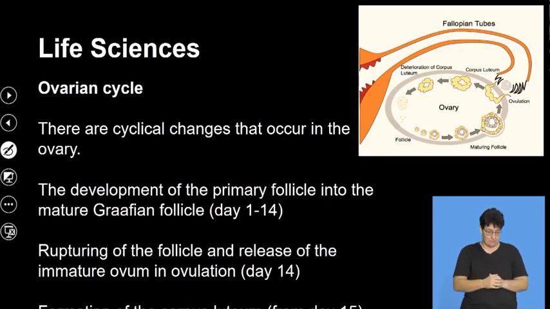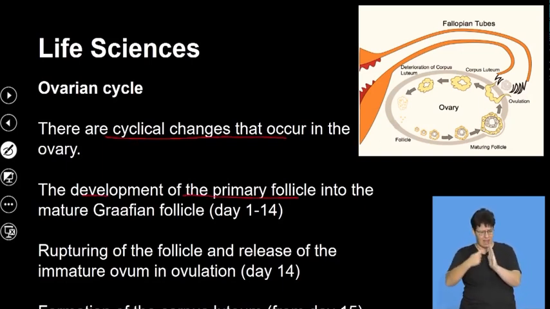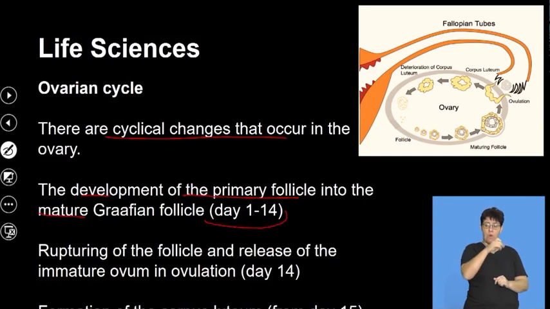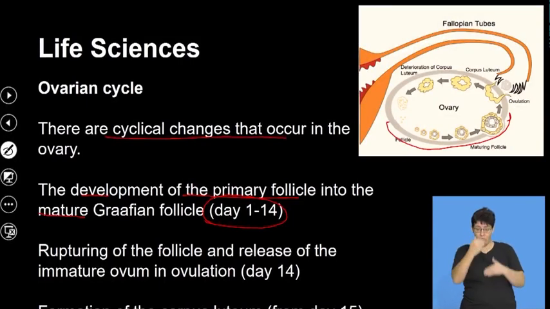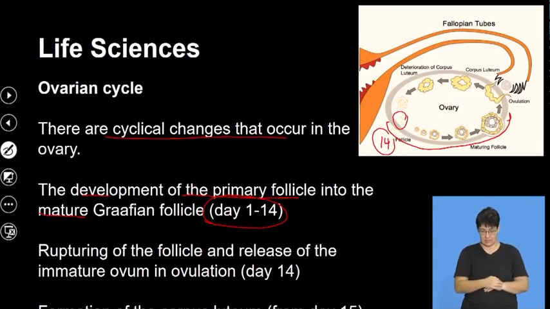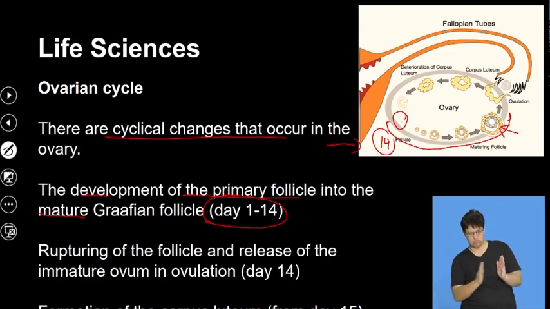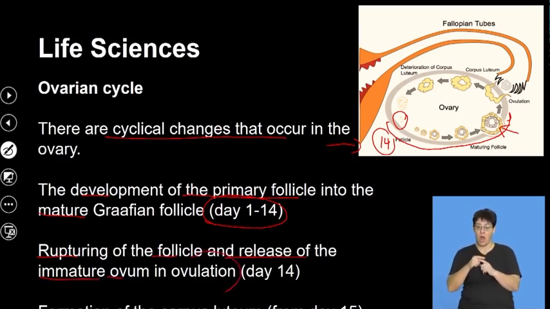Right, so when we look at this, we've got to understand that these cyclic changes occur as follows. Firstly, the development of the primary follicle into the mature Graafian follicle takes place between day 1 to day 14. And we see that this process takes around 14 days. So from the primary follicle all the way to the Graafian follicle, that takes a period of 14 days. At the end of the 14 days, or towards the midpoint of the cycle, the rupturing of the follicle and the release of an immature ovum is called ovulation. And this we see as indicated in the diagram here.